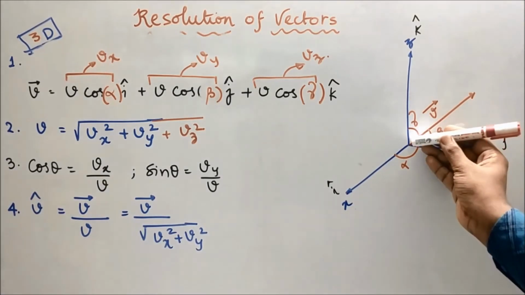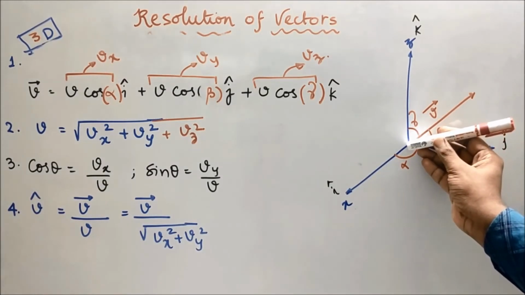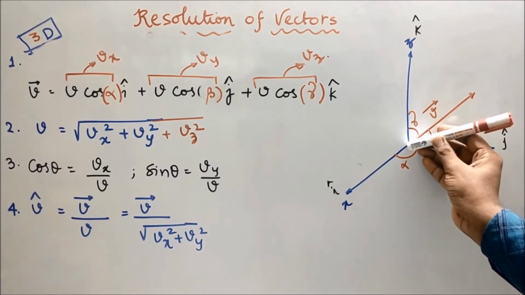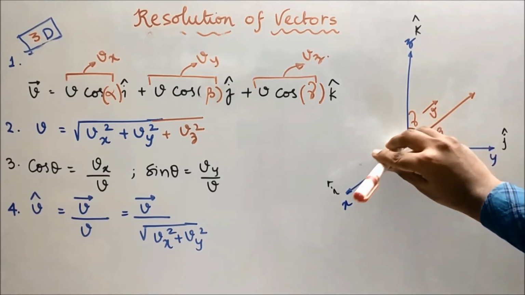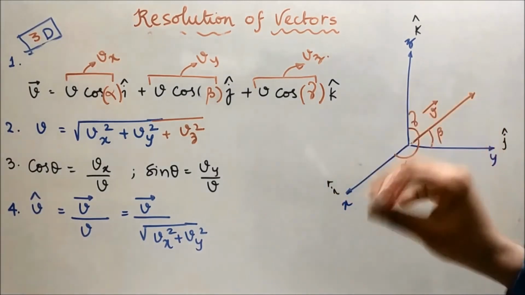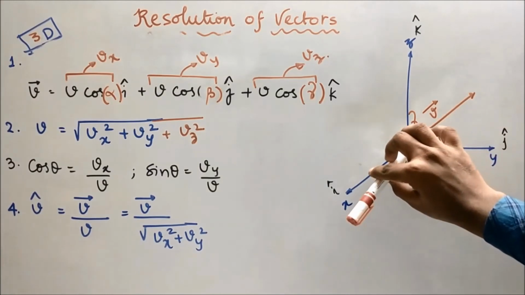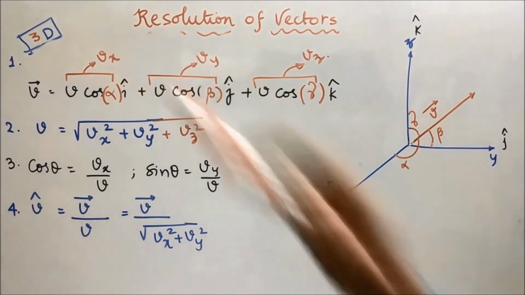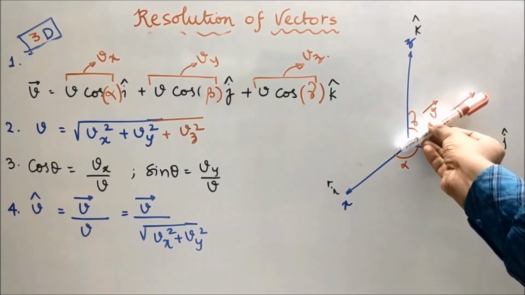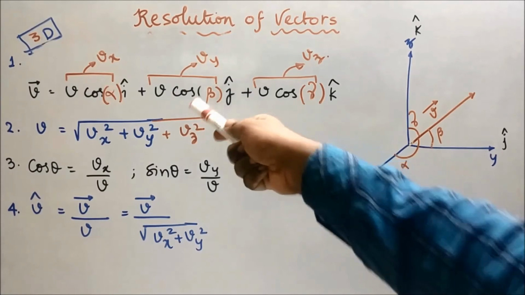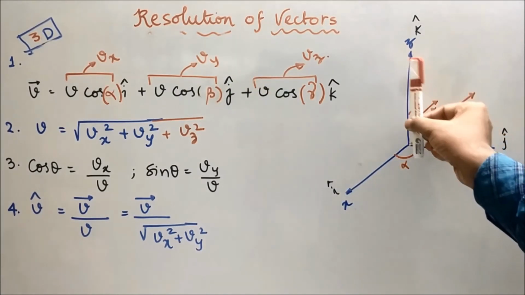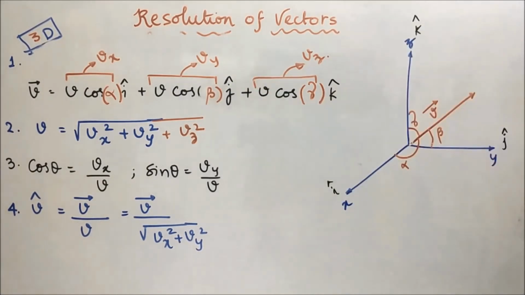Say the vector is like this. So what is the projection of this? What you have to do is throw light perpendicular to the x-axis. When you throw light perpendicular to the x-axis, a shadow will be formed on the x-axis, the shadow of this vector. What is the length of that shadow? That is the projection Vx. In the same way, the shadow that falls on y is Vy, V cos beta, and similarly for z, V cos gamma.